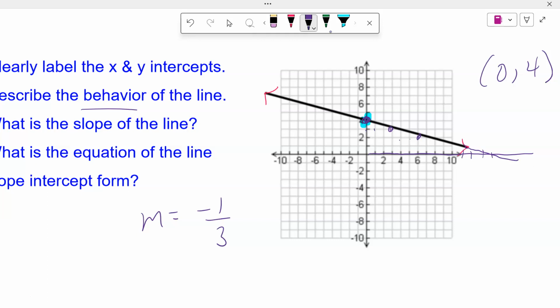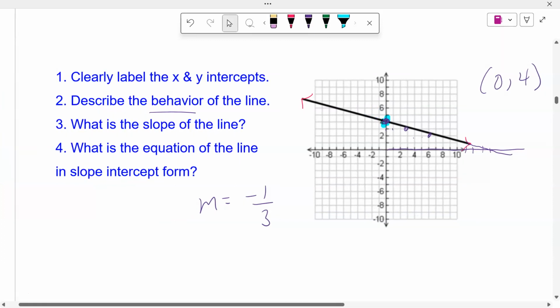So the behavior would be that it's decreasing from left to right. And I'd say it's decreasing pretty slowly or moderately. I wouldn't say it's a rapid decrease. Like, for instance, if any skiers out there, if you were on this slope and you were going to ski down this slope, I wouldn't say it's very steep, so you probably wouldn't be going too fast. This is more like a bunny hill.